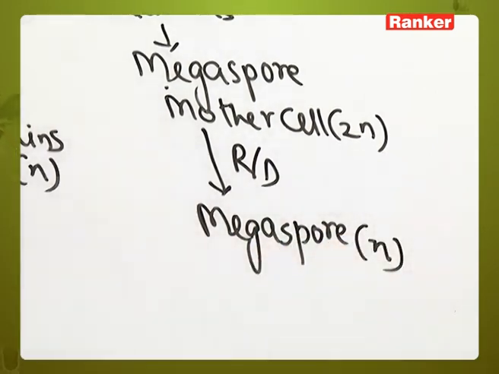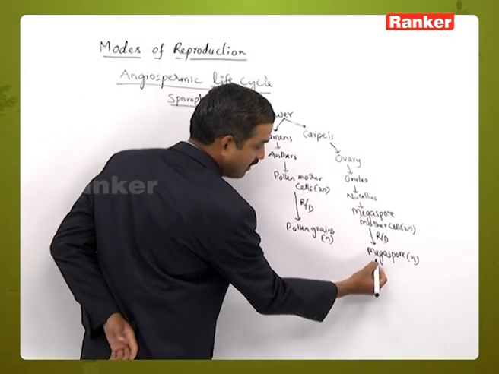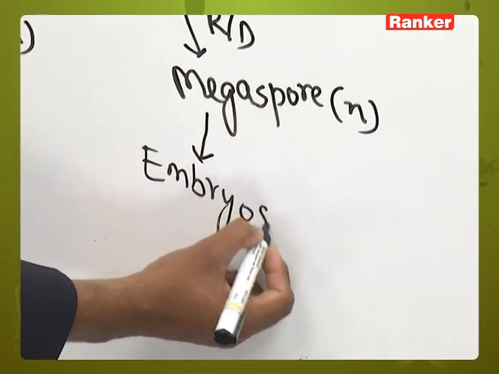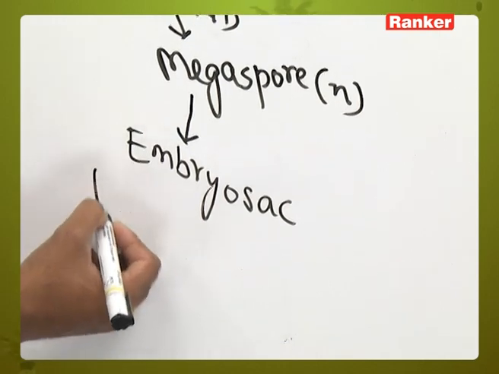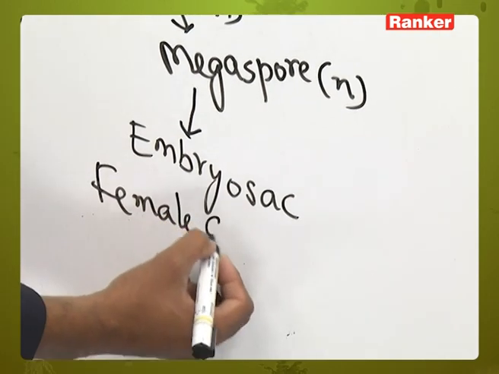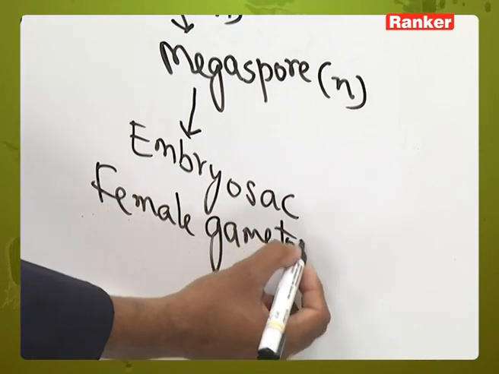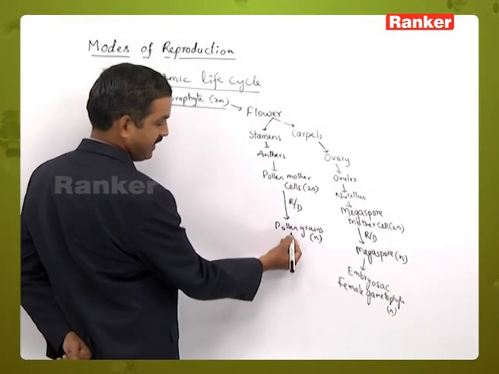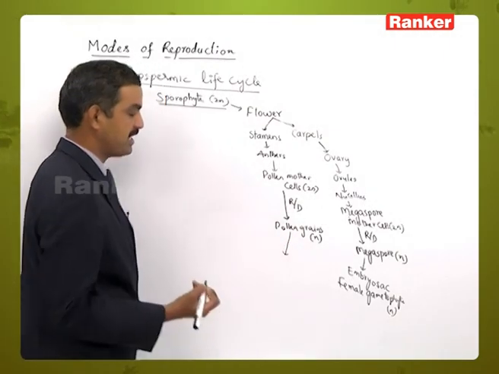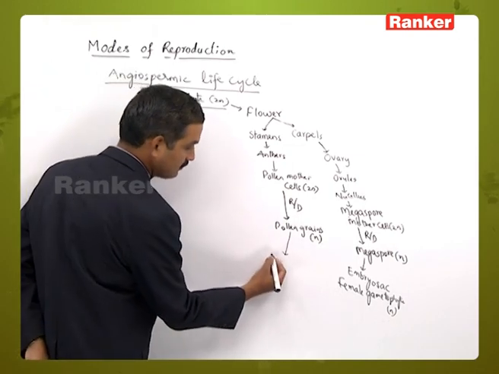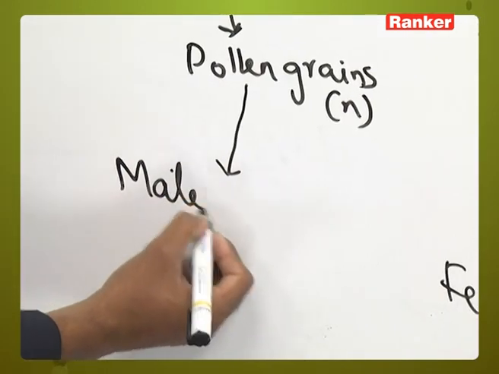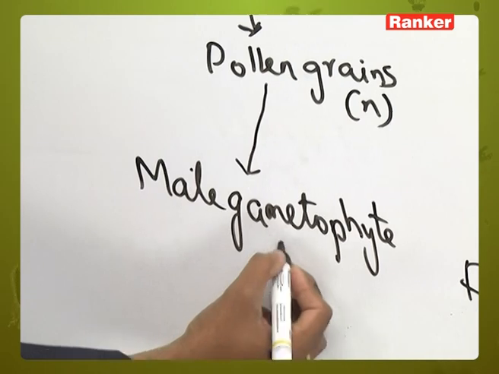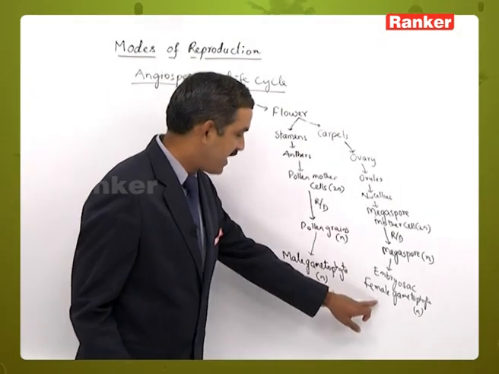These megaspores are haploid in condition, and this megaspore will undergo repeated mitosis to form embryo sac. Embryo sac is otherwise called as female gametophyte. Then this pollen grain also participate in mitosis to produce male gametophyte. So, here female gametophyte and male gametophyte.